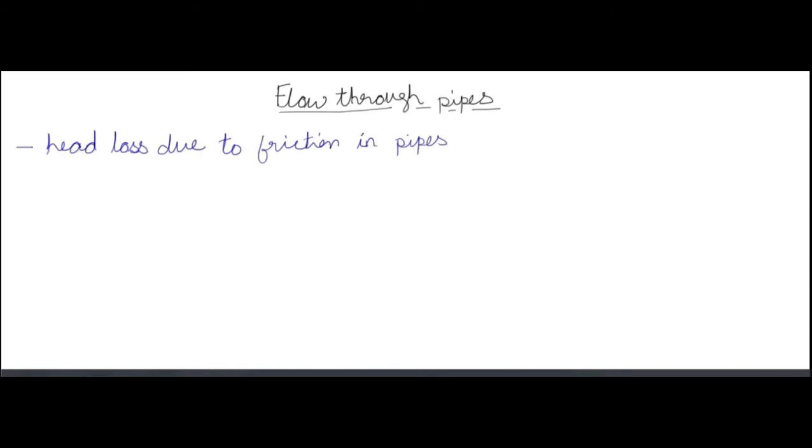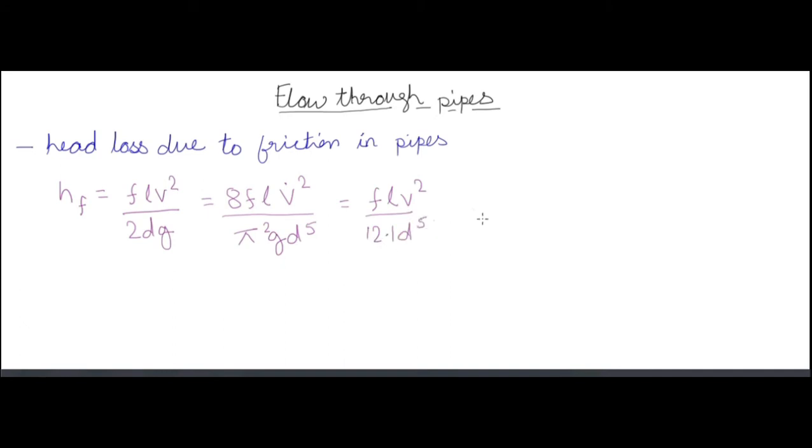Okay, now let's start with flow through pipes. Head loss due to friction, hf, is equal to f L V square by 2 d g, or in terms of discharge, f L V dot square by pi square g d to the power 5. This equation is for a circular pipe, where d is the diameter of the circular pipe.